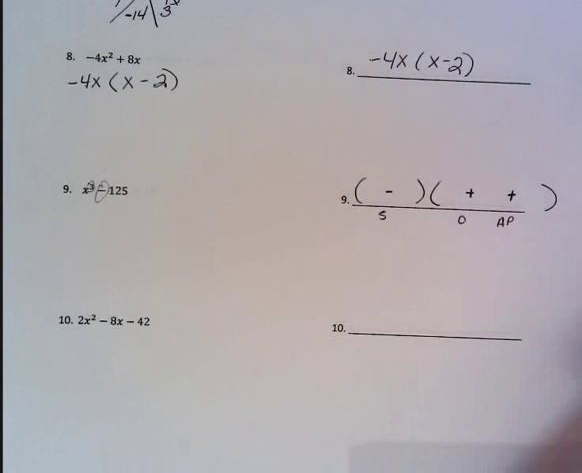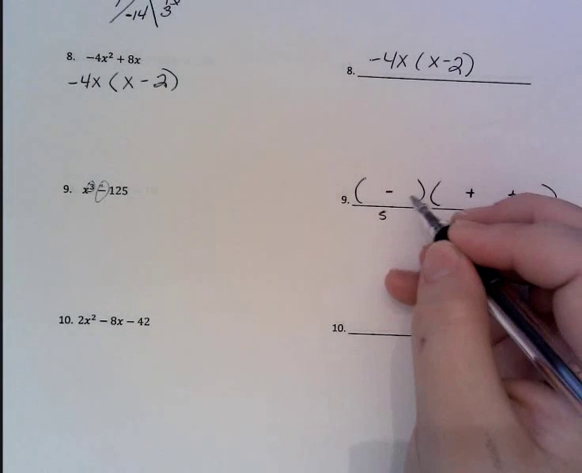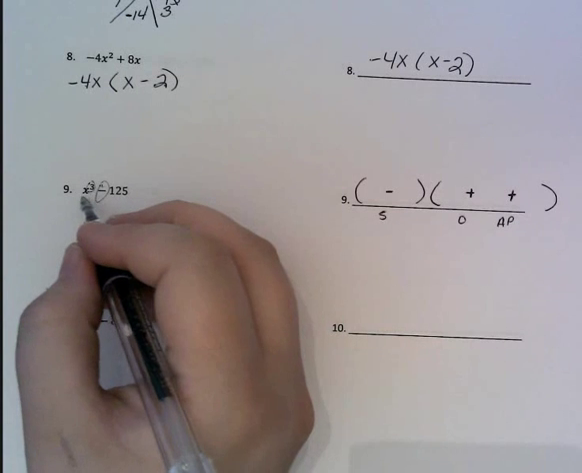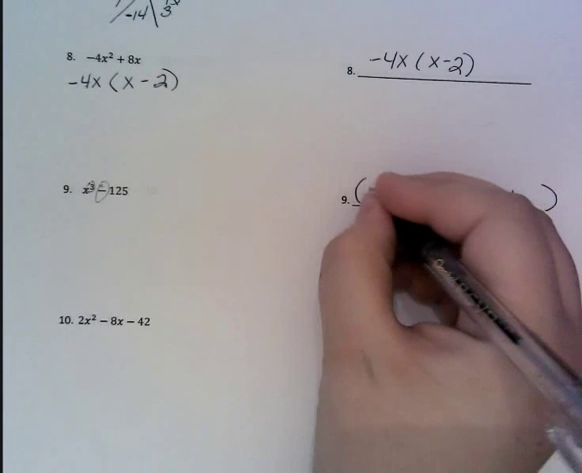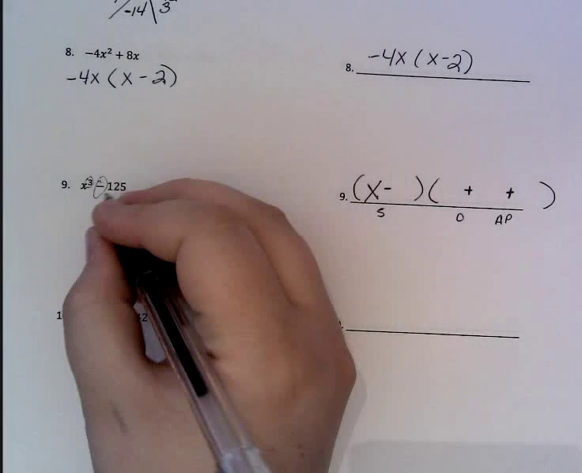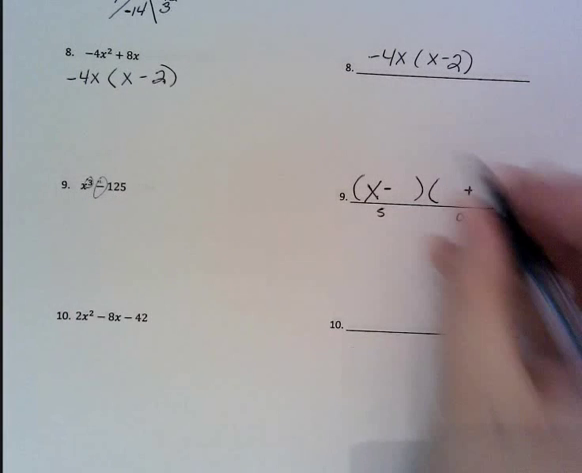Then I do cube root, cube root. So what times itself 3 times gives me x to the 3rd? The answer is x. What times itself 3 times gives me 125? The answer is 5.